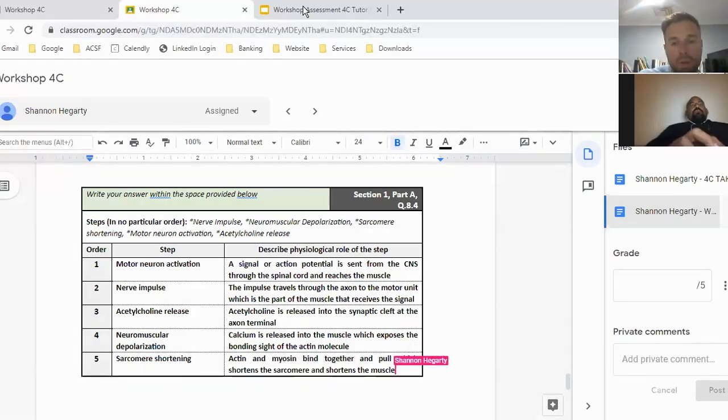Yeah, good. So it starts from the signal which comes from the brain to the spinal cord, all the way through the nerve into the muscle, which releases calcium. Calcium opens up the binding site for actin, then myosin connects, and then they pull together like this, and the muscle shortens, and that happens all the way along the length of the muscle. Muscle contracts. Okay, good, mate.